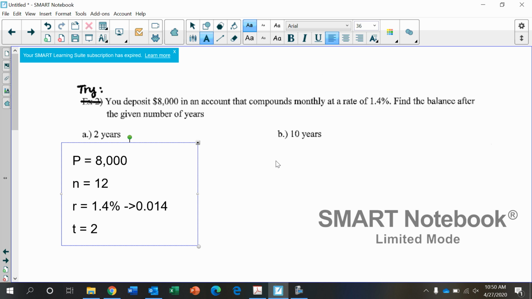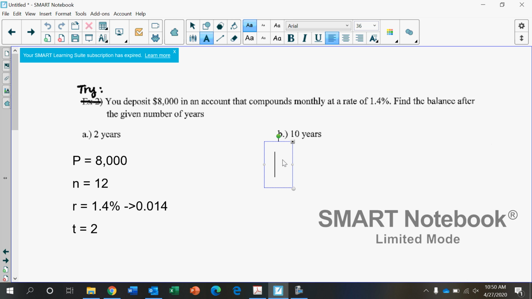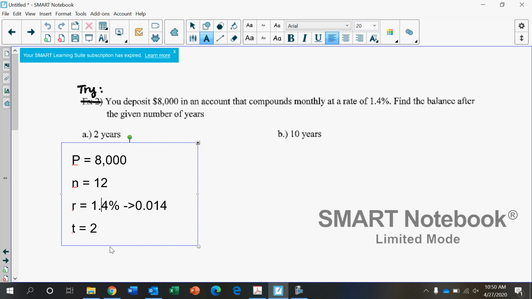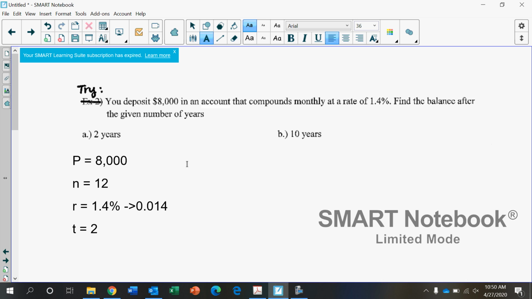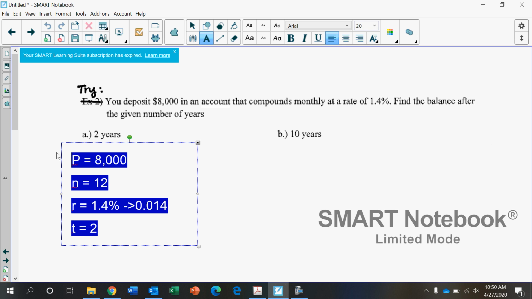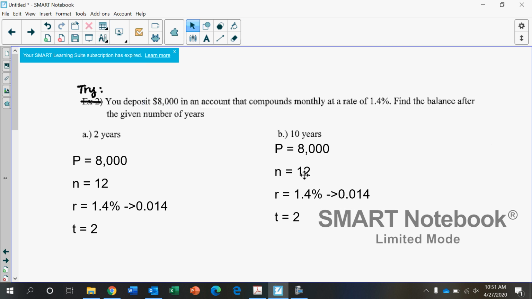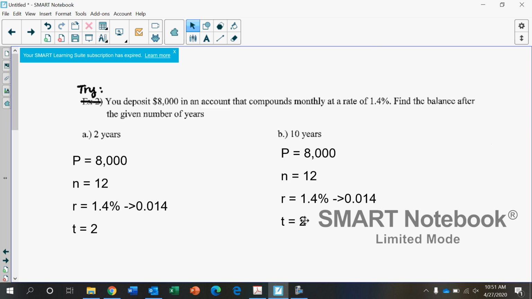So same thing over here. Now it says B, 10 years. I want to copy this to show you how easy it was. Nothing's changed. The only thing that's changed is time here, which is 10.